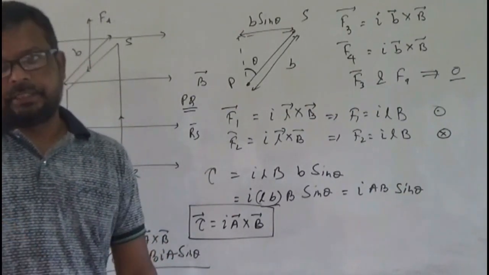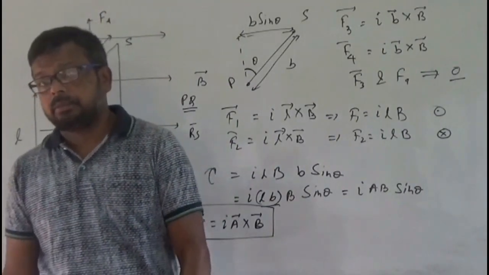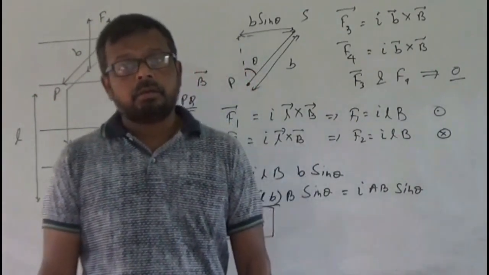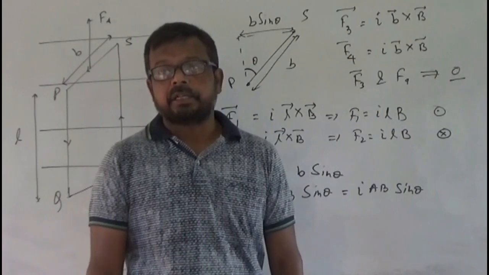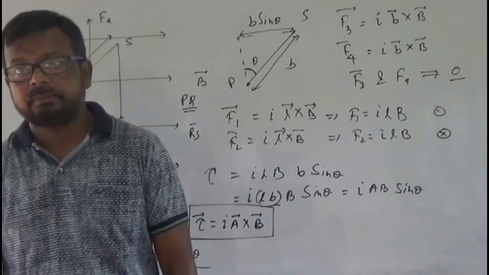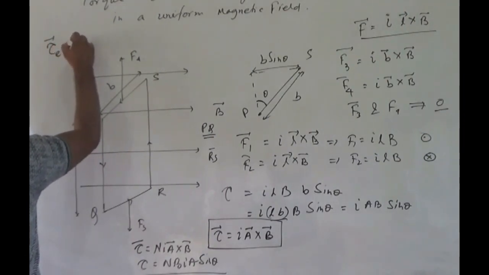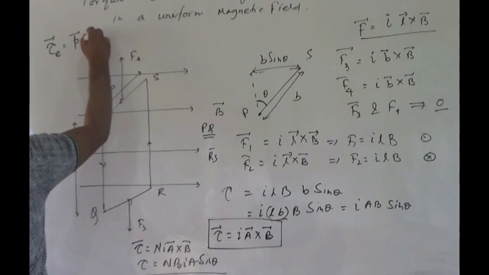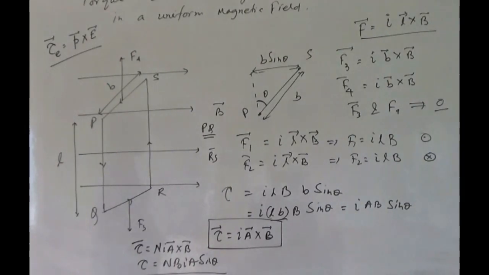Now recall your expression for the torque acting on an electric dipole placed in a uniform electric field. What was that expression? That was tau equals P E sin theta, that is P cross E. And what was P? That was the electric dipole moment, right?